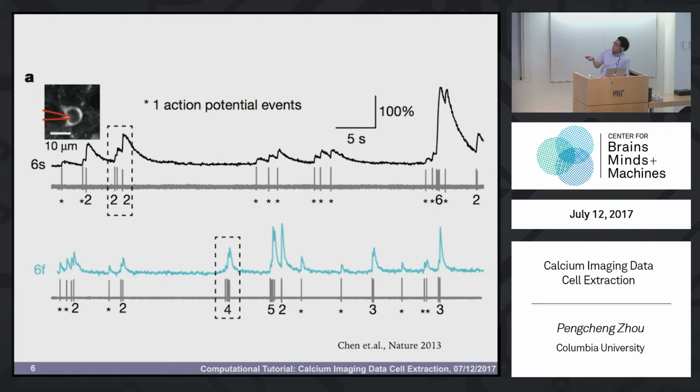Here is another example showing simultaneous recording of both electrical signal and optical signal. This is the calcium trace within the neuron ROI, and this is the spiking activity of the same neuron. We can see that the calcium signal is closely related to spiking activity.